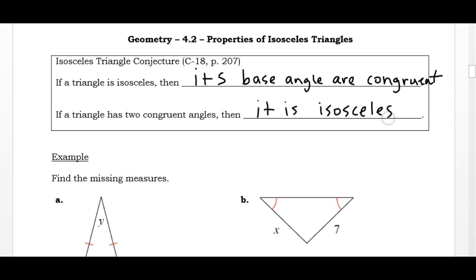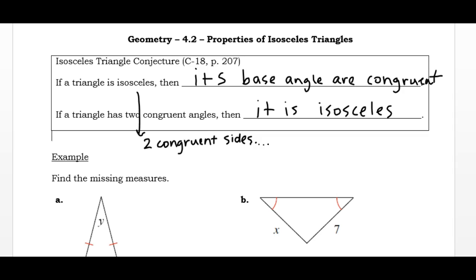Now, isosceles is a word we defined, I believe, back in chapter 2. If we don't remember what isosceles means, it means two congruent sides. Just in case we don't remember what that means. Basically what they're saying is if there are two congruent angles, there are two congruent sides, and vice versa.